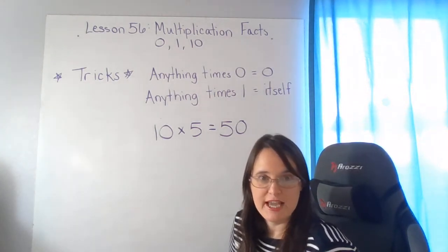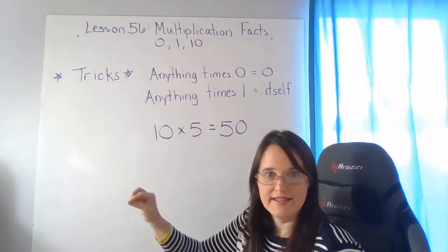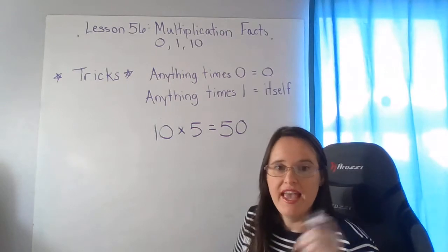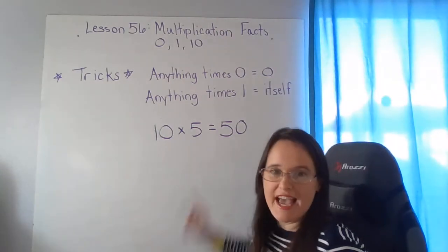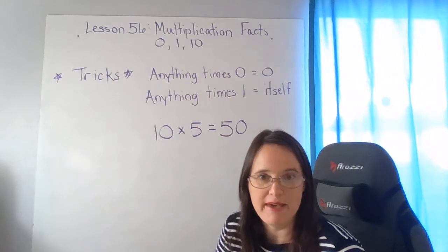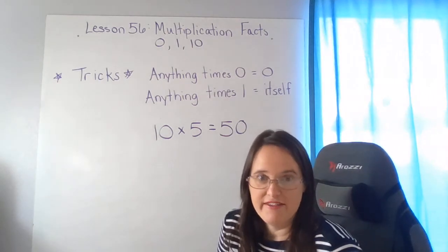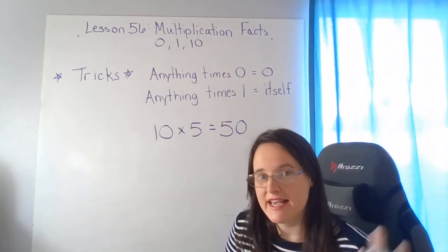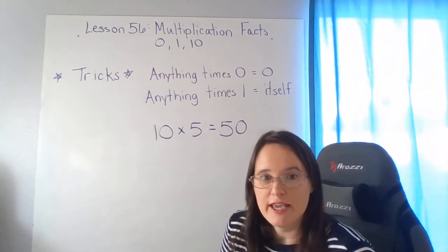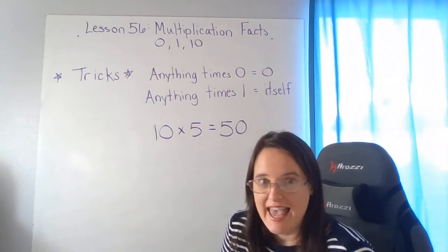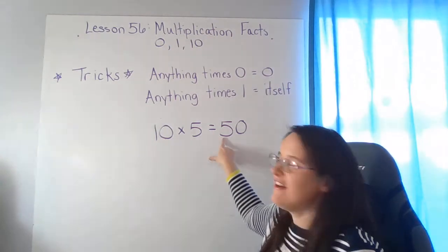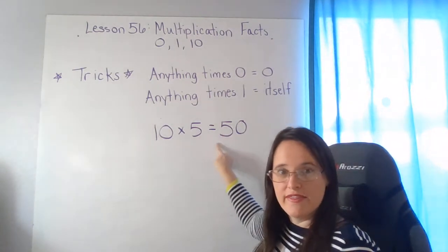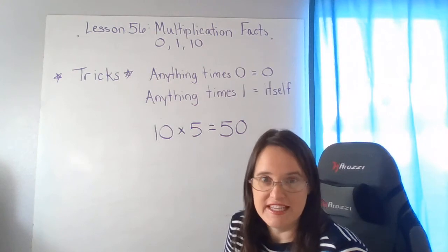So when we multiply times 10, we're really doing 1 times whatever the number is, and we get itself, and then we take our 0 and we tack it on to the end, because we're not talking about one group of 5, we're talking about 10 groups of 5, or we can flip that statement around and say we're talking about 5 groups of 10. So how many 10s do we have? 5. And if we have 5 10s, the value is going to be 50.